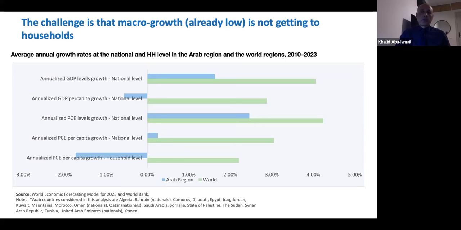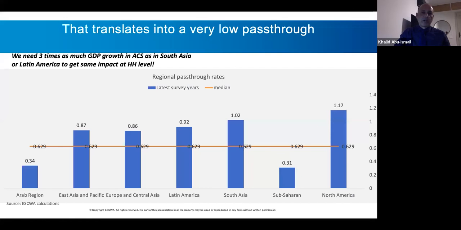Basically, whatever is happening at the national level in national accounts, in private consumption expenditure or GDP growth, is not reflected down at the household level. And that translates into a very low pass-through. One of the implications of having this low pass-through is that you need a very high rate of GDP growth to get the same impact that you're seeing in other regions like South Asia or Latin America.